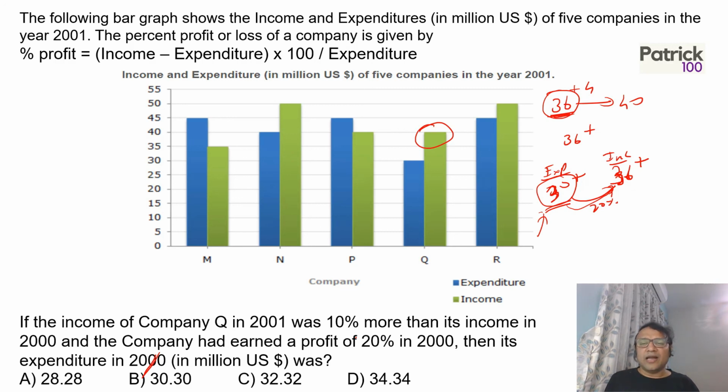I hope it's clear. I did go fast, but that's the way you need to go with DI. You need to be fast in your DI. If you're fast in your calculation and you're fast in your approximation, you can really save a lot of time in DI. Else what will happen is you will waste a lot of time in calculation, and in a speed-based test, wasting time on calculation is not advisable.